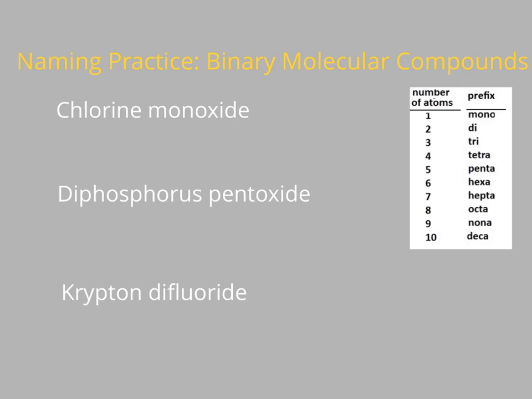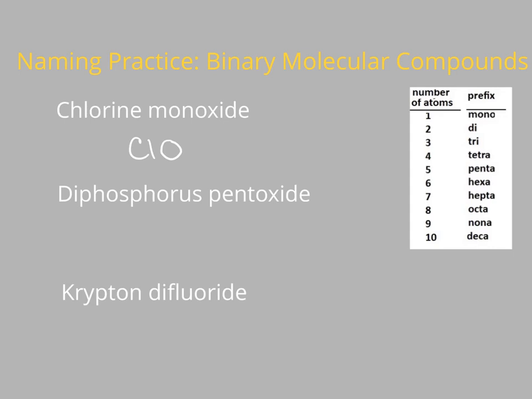So for the first one, chlorine monoxide, since there's no mono on chlorine, we know that it's just a single chlorine atom, and because oxide has a prefix of mono on it, we know that there's also only 1 oxygen. So in this case, our symbol would be ClO.